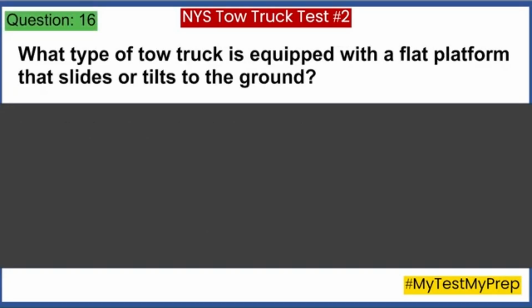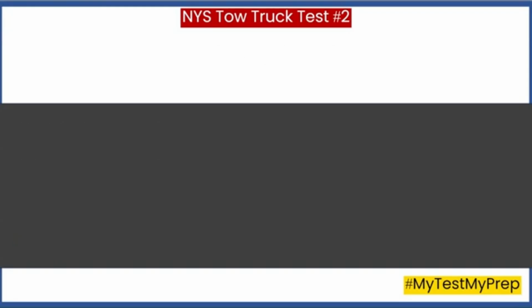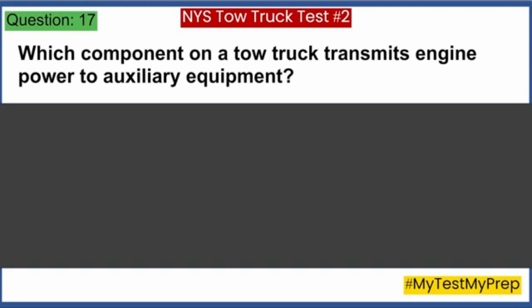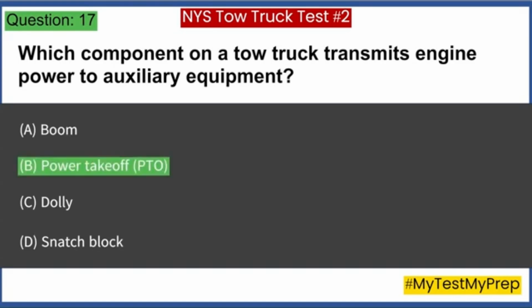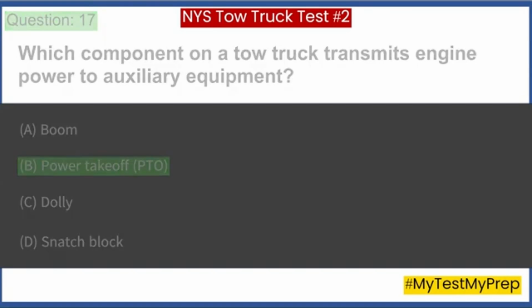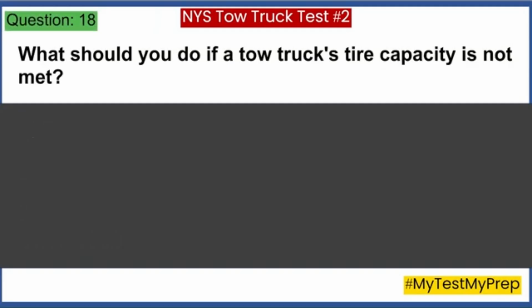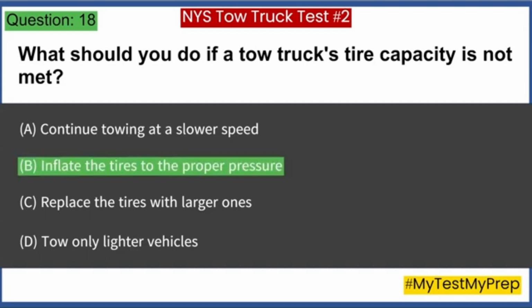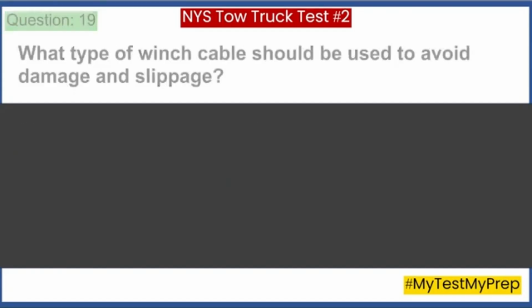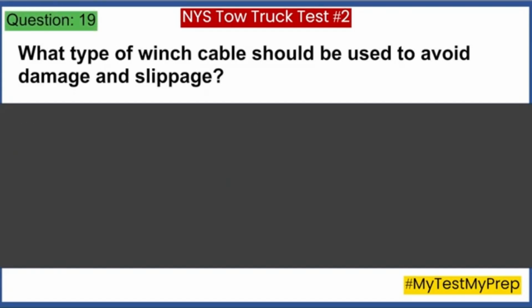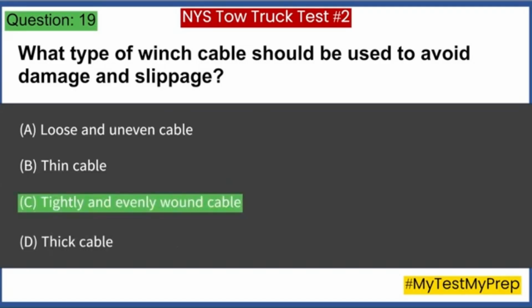What type of tow truck is equipped with a flat platform that slides or tilts to the ground? Car carrier. Which component on a tow truck transmits engine power to auxiliary equipment? Power takeoff, PTO. What should you do if a tow truck's tire capacity is not met? Inflate the tires to the proper pressure. What type of winch cable should be used to avoid damage and slippage? Tightly and evenly wound cable.